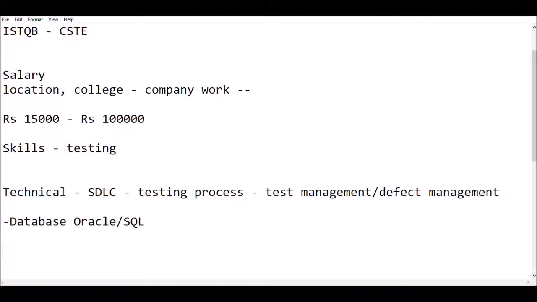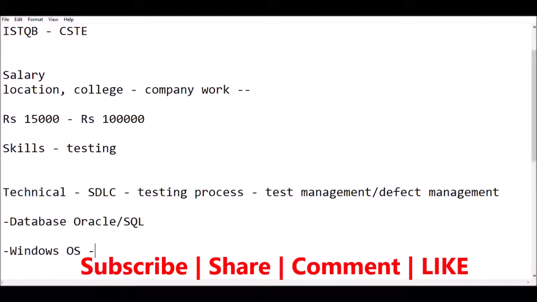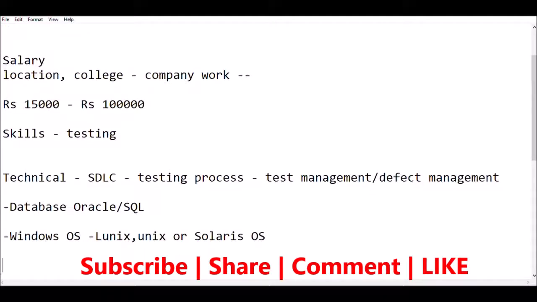And you should also know operating systems. The Windows operating system is straightforward, anyone can operate it, but most of the companies will use Linux or Unix or Solaris operating systems. These will be used to test the product or deploy their product in these environments. Hence, at least one operating system like Windows or Linux you should know. That is technical skills you should know.